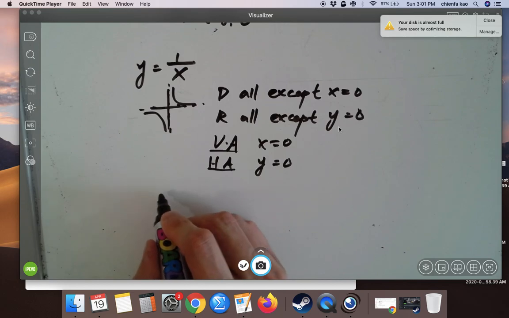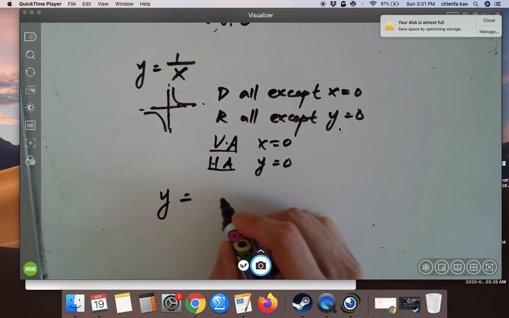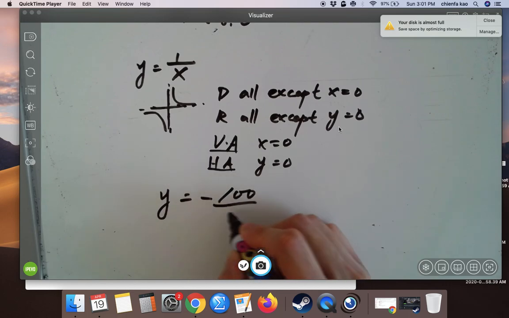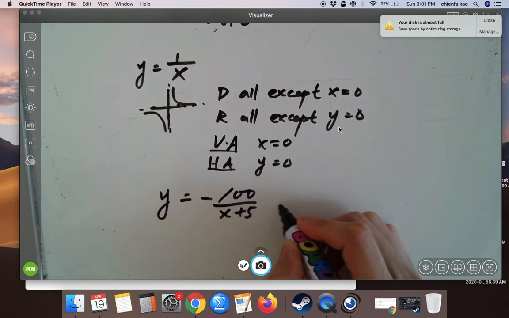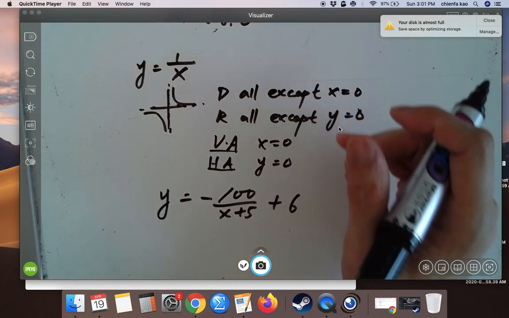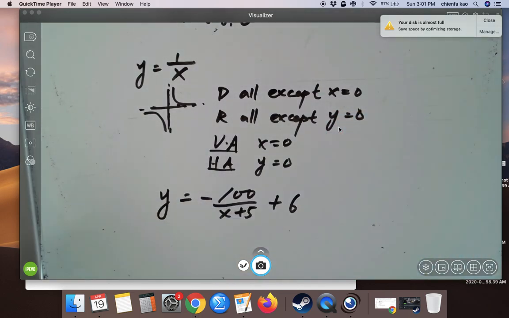All right, so now make sure you guys are able to graph, let's just say, this function, and you're able to state the domain, range, vertical, and the horizontal asymptote. Okay, pause the video and graph it roughly. When you have done so, you can unpause the video and I'll show you the answer.